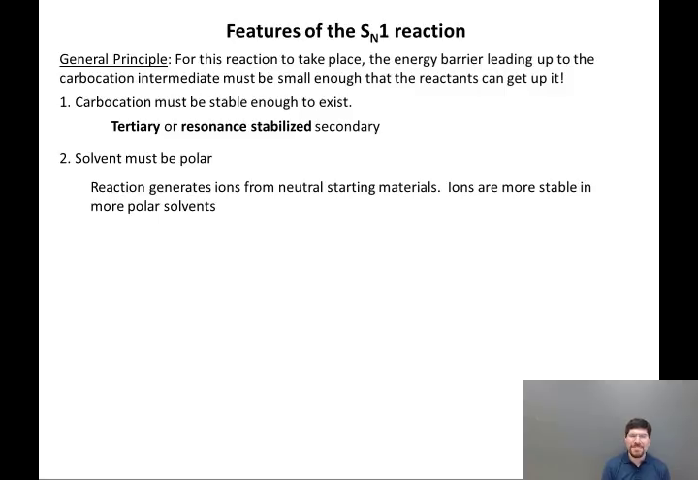Why is this? Because this reaction generates ions. Okay, you have the carbocation, but then you also have the anion that's generated upon loss of the leaving group. You generate ions from neutral starting materials. Well, in general, that's not a very favorable process, unless you have a big payoff in terms of acid-base phenomena. Ions are more stable in more polar solvents. So what is a sufficiently polar solvent for SN1?